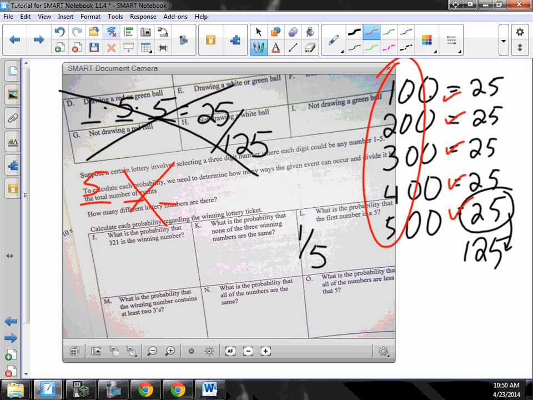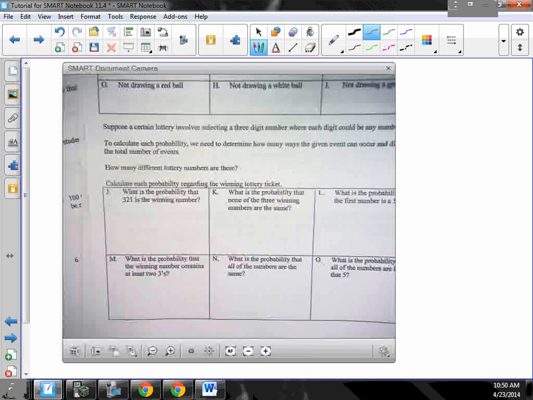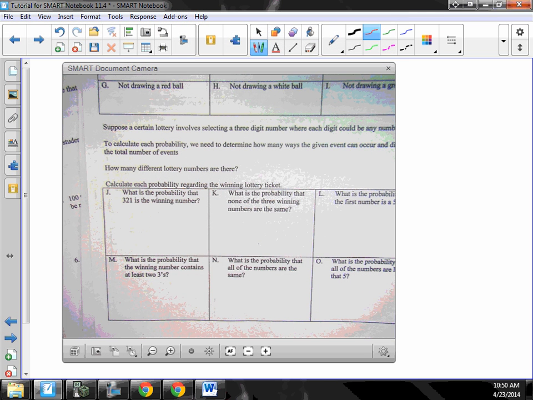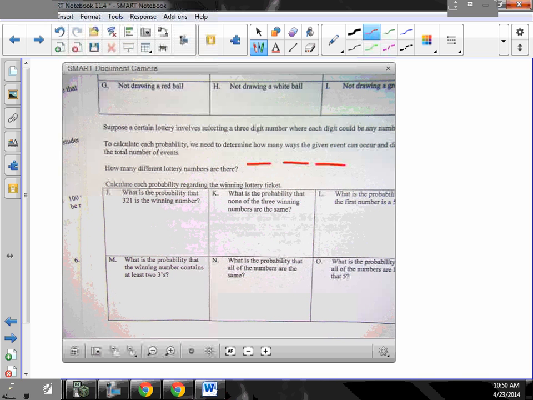Okay? All right, this next one is tough. It's probably the hardest one you're going to see today. What is the probability that the winning number contains at least 2 3s? So we have 125 choices. How many of those choices have 2 3s or more?